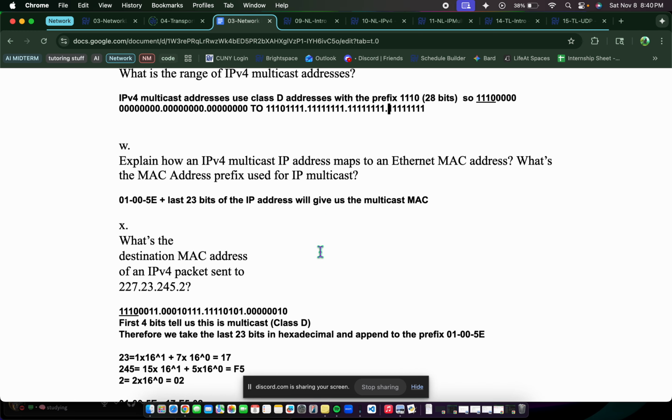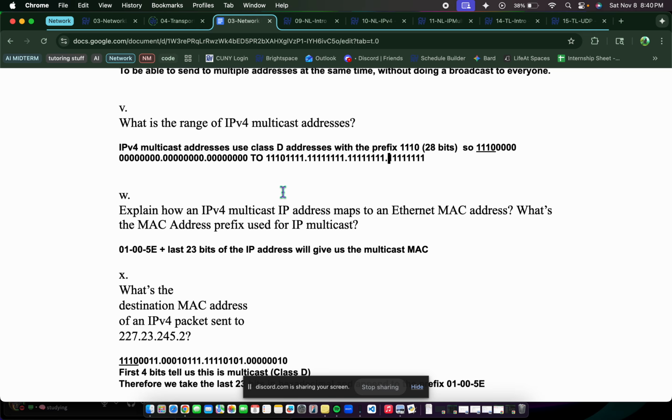Okay. Explain how an IPv4 multicast IP address maps to an Ethernet MAC address. What is the MAC address prefix used for IP multicast? So there's a formula for this. It's 01005E plus the last 23 bits of the IP address. And this will give you a multicast MAC.